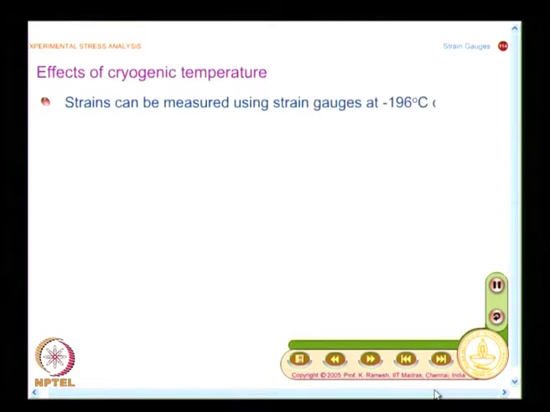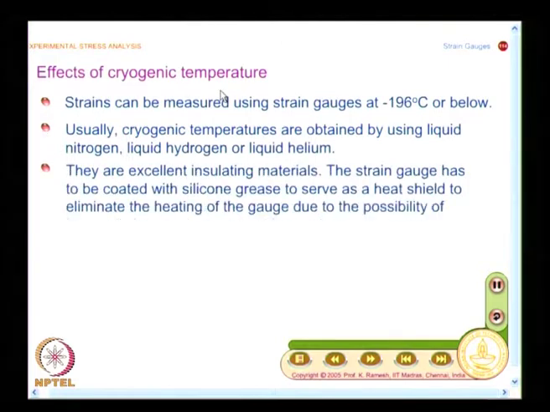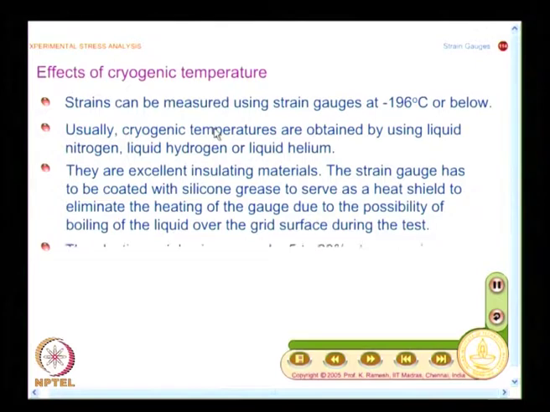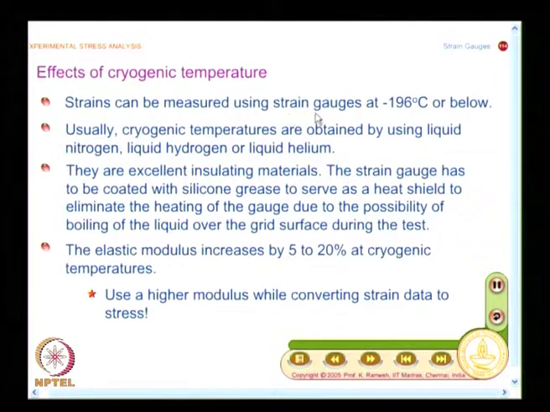Now, we move on to how to consider the effects of cryogenic temperature. What happens? See, what is mentioned is strain gauges can be used to measure strain below minus 196 degree centigrade. And one of the significant effects here is the elastic modulus increases 5 to 20% at cryogenic temperatures.